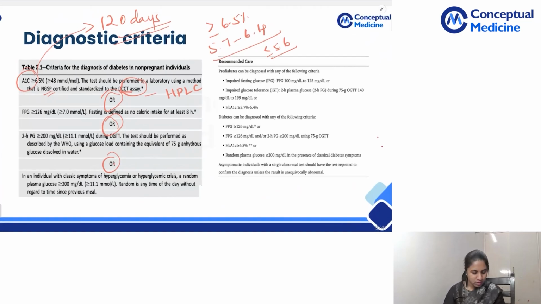So moving on to the diagnosis, the first diagnostic criterion is an A1C more than or equal to 6.5, and it should be performed in a laboratory using a method that is NGSP certified. I told you what that is, and it should be standardized according to the DCCT assay. Okay, or a fasting blood glucose more than or equal to 126. And fasting should be defined as no caloric intake. You can take water, but no caloric intake for at least 8 hours. That is fasting blood glucose.